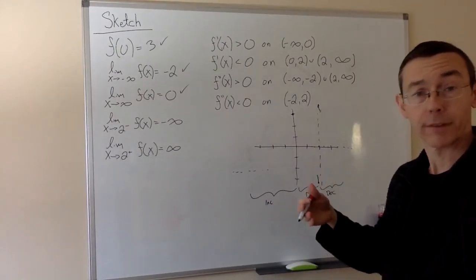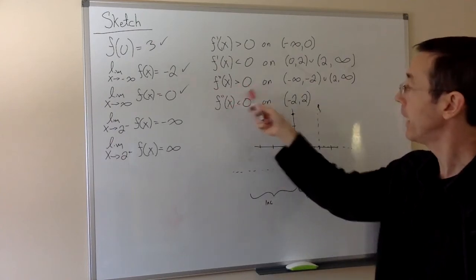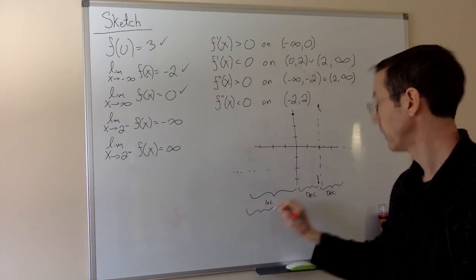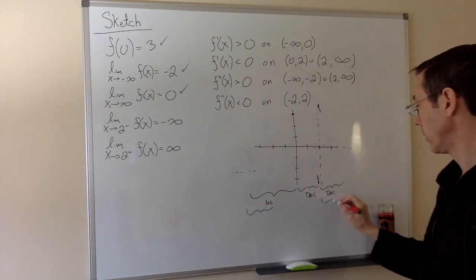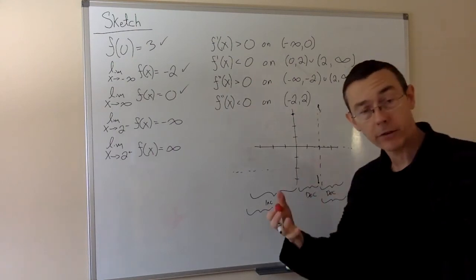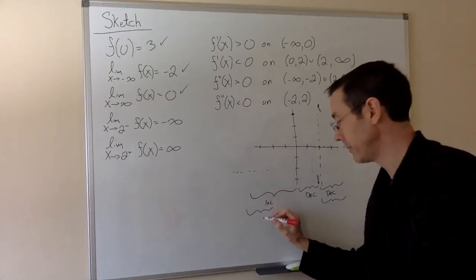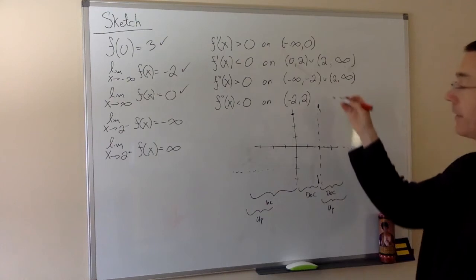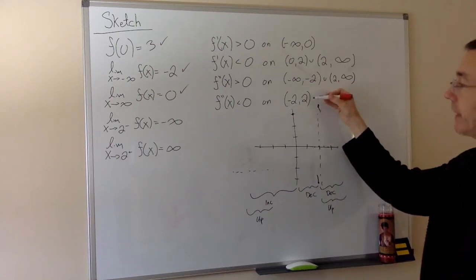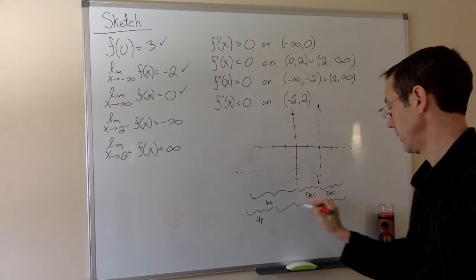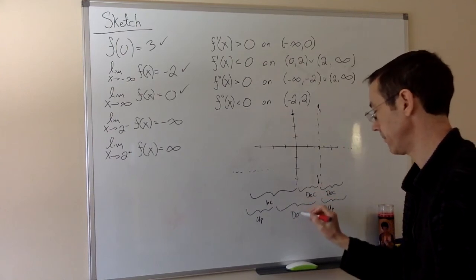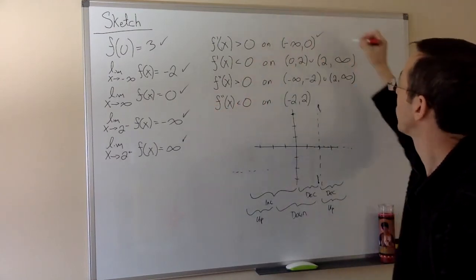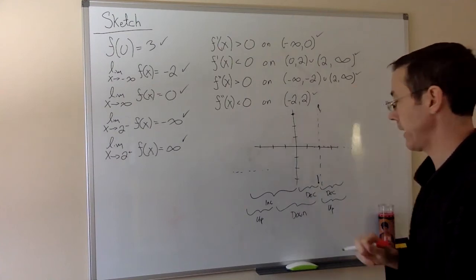Next, we're looking at second derivative information. F double prime positive from negative infinity to -2, and from 2 to infinity. Positive second derivative, graph that's concave up. And then finally, the graph is going to be concave down from -2 to +2. Okay, so I've taken care of my vertical asymptote, my first derivative, and my second derivative now.